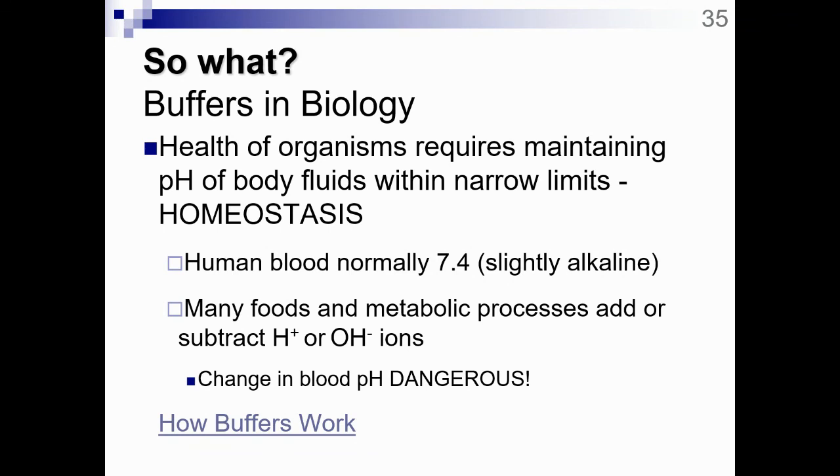Why do we care? Homeostasis. So different parts, blood 7.4, slightly alkaline, not 7.8. Things have to stay in homeostasis. They have to stay in the pH that they need to be in. So we have buffers to make sure we stay in homeostasis. And that's it for chapter 2.